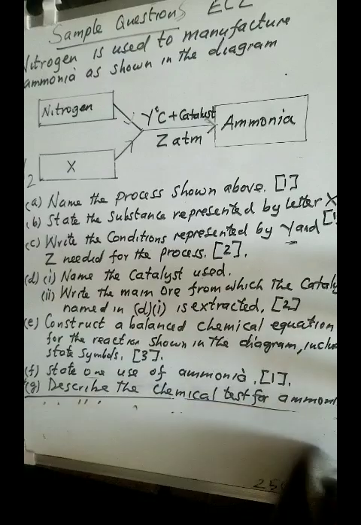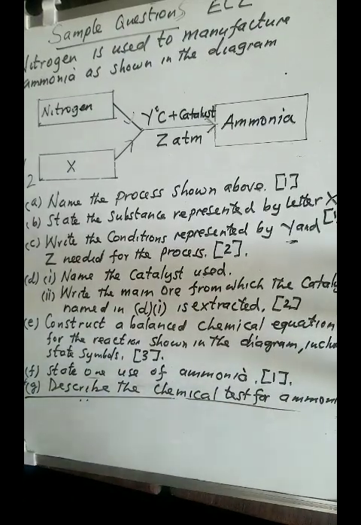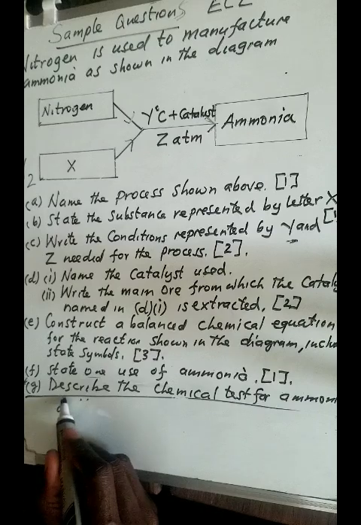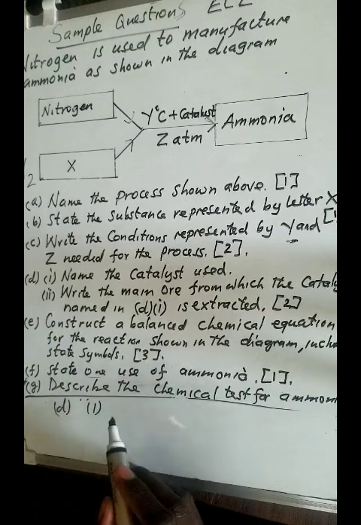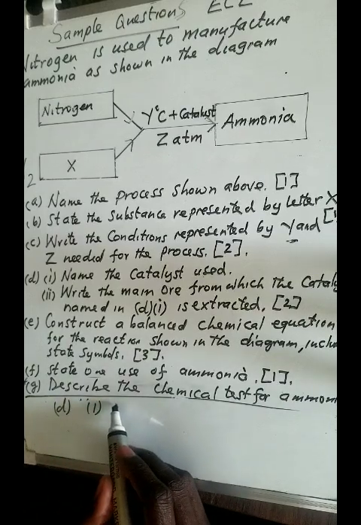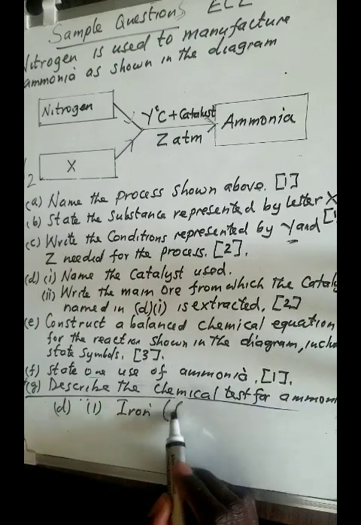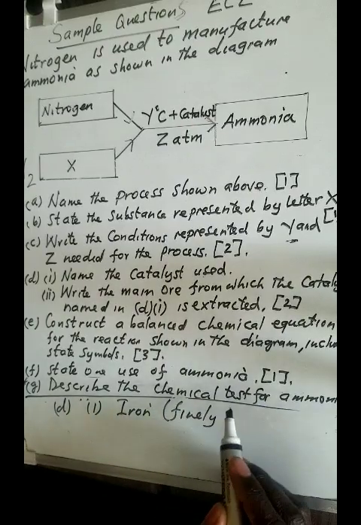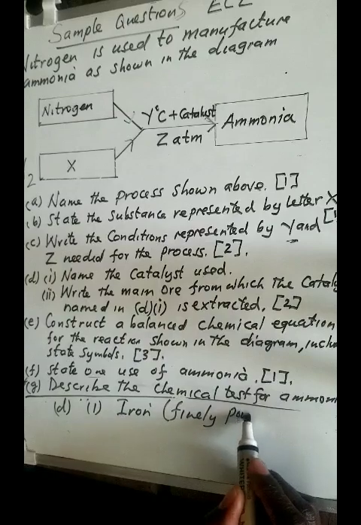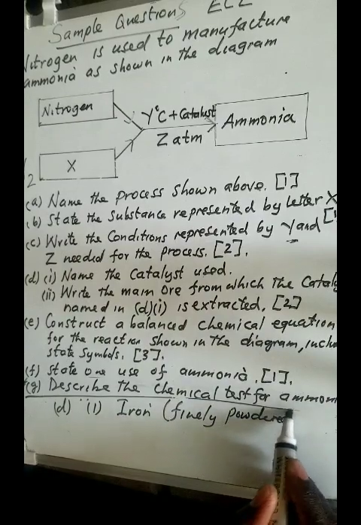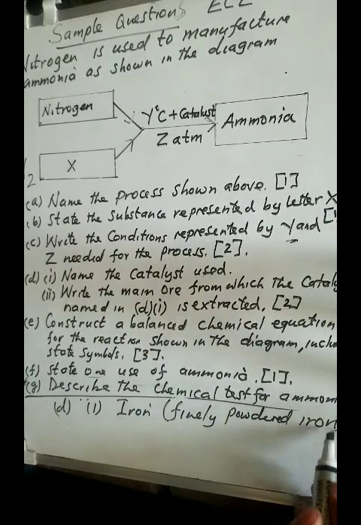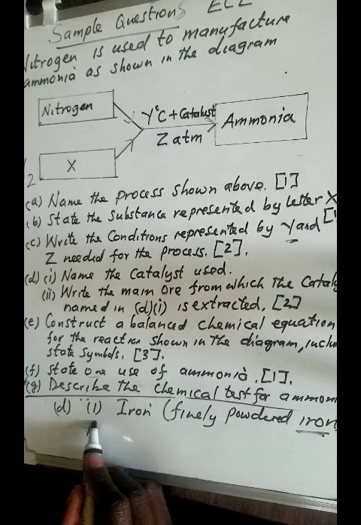D1 says, name the catalyst used. So what is the catalyst that is used in the Haber process? For D1, we know the catalyst that is used is iron. Or if you want, you can simply say finely powdered iron. But of course, iron is the catalyst that is used.